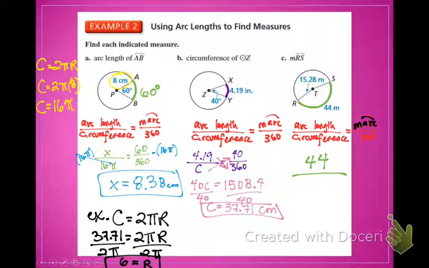Do we know the circumference? Can we find the circumference? Yes, how can we find the circumference? 2 pi r. All right, what is our radius? 15.28. Yep, 2 pi times 15.28. You're going to write it in terms of pi, so that would be 30.56 pi. All I did was multiply 2 times 15.28. Questions about circumference? Okay. So we plug it in the bottom.